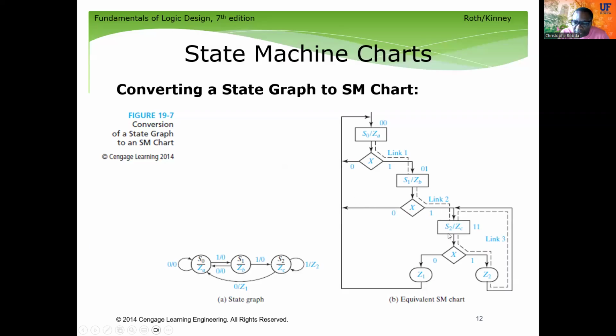And then in the state S2 here, we'll also evaluate the condition X here. If that condition is 0, we'll output the Z1 here and then go back to the state S0. And if it's 1, then we'll be branching back into this state here, but we'll output the Z2.